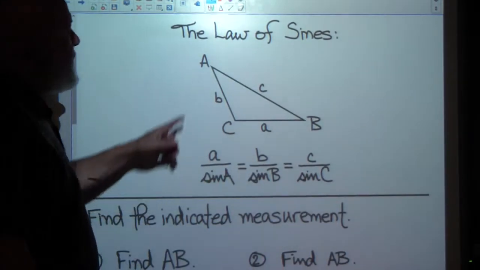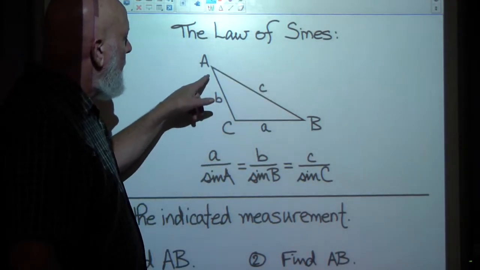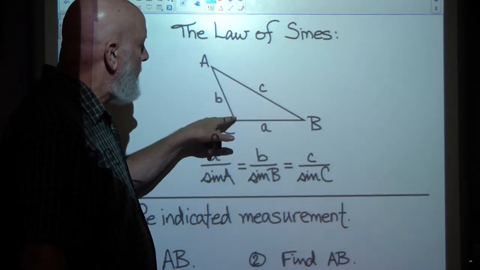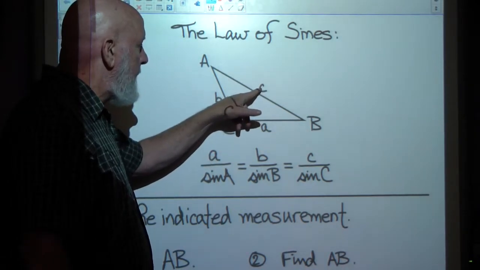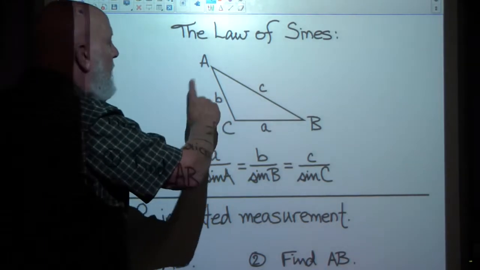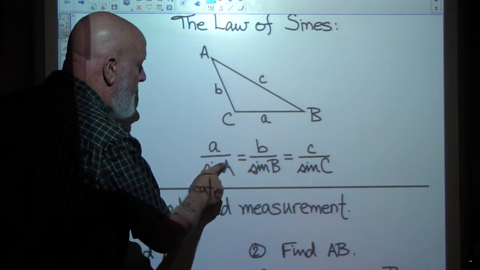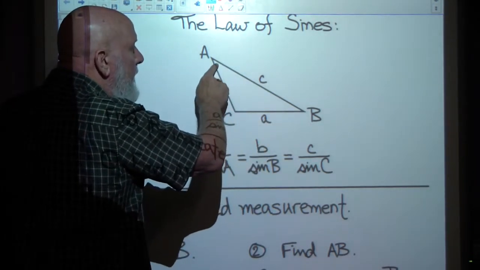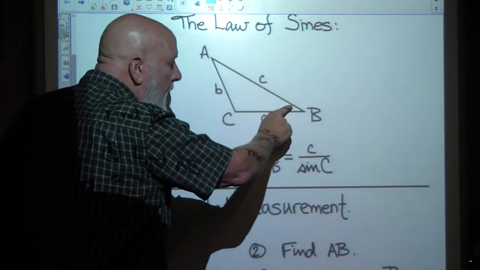Here's the law of sines. This is just a standard oblique triangle. Angle A is opposite side A, angle B is opposite side B, side C is opposite angle C. And this relationship exists in the law of sines. It says that A over the sine of A, so the length of this side over the sine of this angle, equals the length of this side over the sine of this angle.